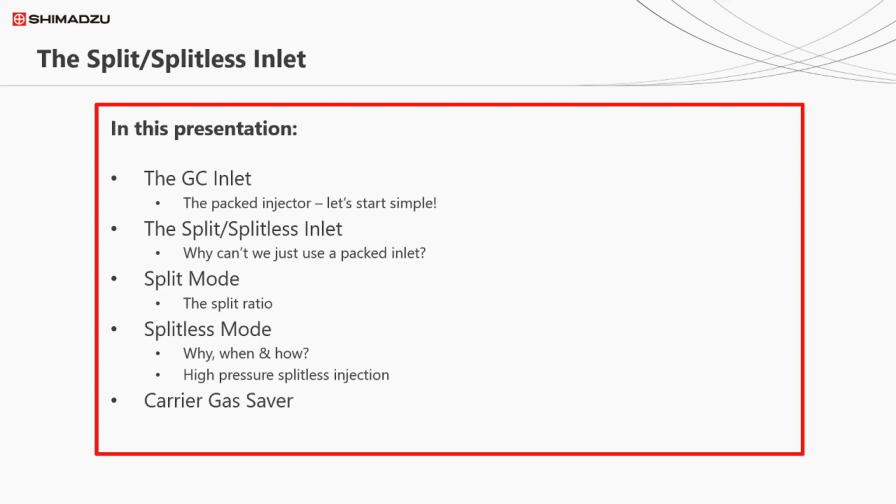We're going to start off with a basic overview of the component parts of an inlet and the fundamental concepts. We'll do this using a more simple packed injector initially. Once this is understood, we'll move on to why almost all GC systems use a splitless inlet. As its name suggests, it can operate in two modes, so we'll cover both of them, how they work, when to use one or the other, and the key method parameters for each. Finally, we'll take a look at how to best utilise the carrier gas saver mode, a feature most modern systems include in their software.